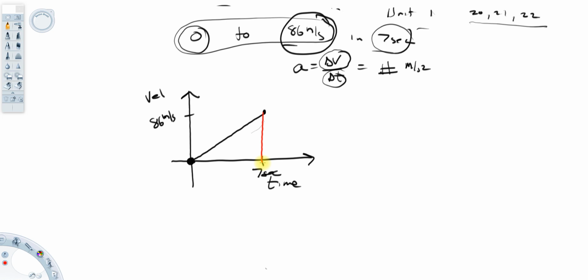Now let's start answering questions. Part A, what is the acceleration? Well, the acceleration is the slope, rise over run. And this is already calculated. We already calculated that earlier, so that's how you get that.